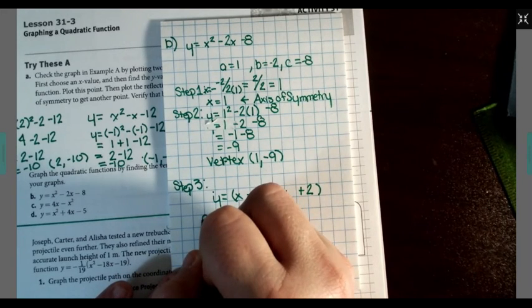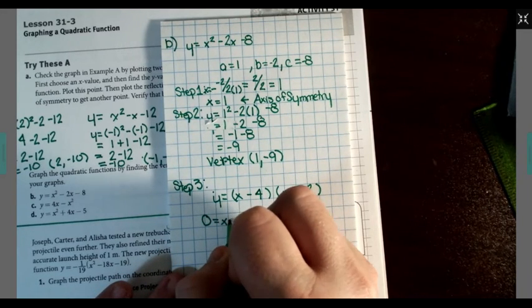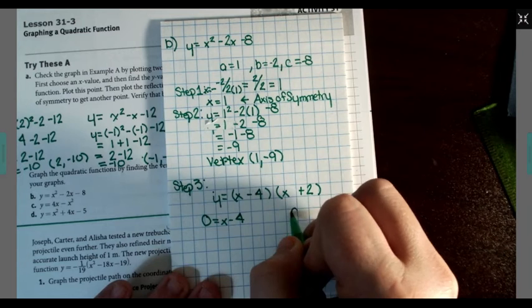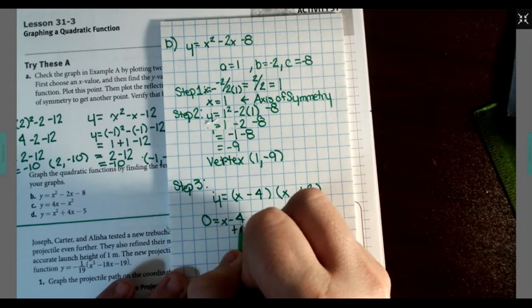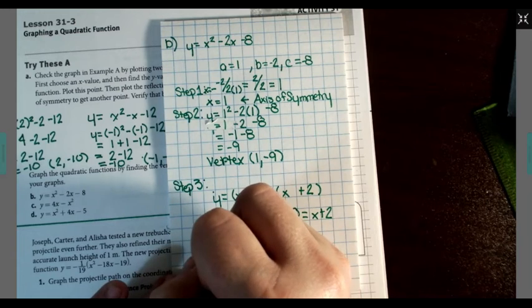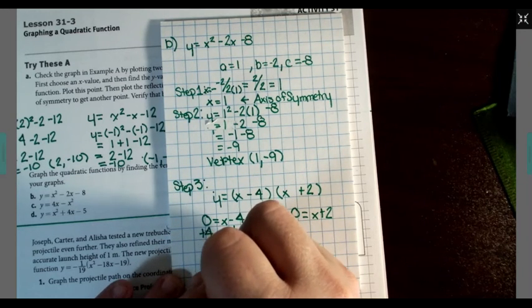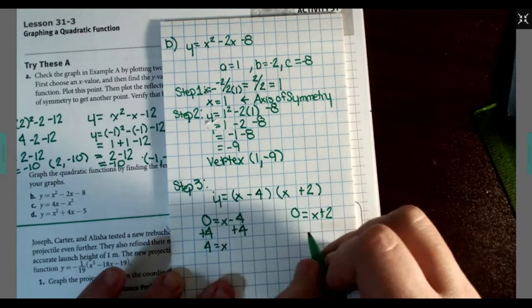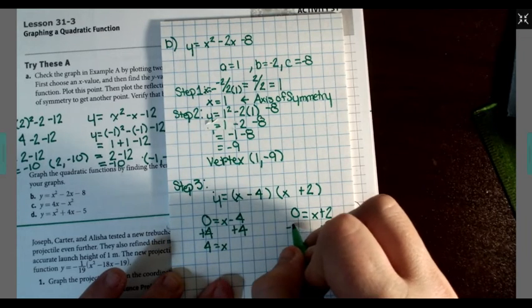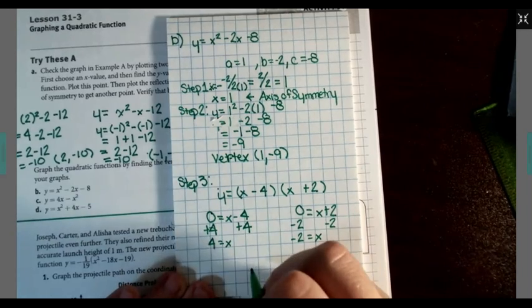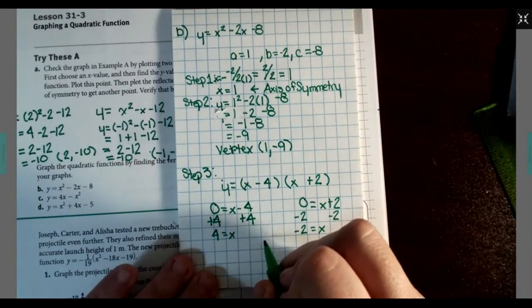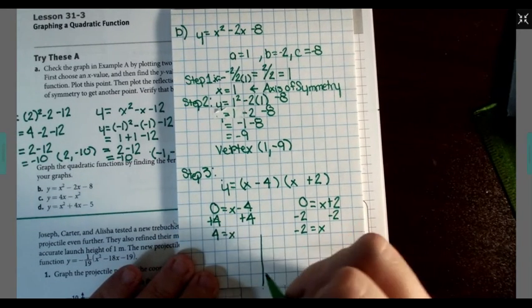We're going to set these equal to 0. So 0 equals x minus 4, and 0 equals x plus 2. Solve for x. So I got x equals 4, and x equals negative 2. So let's take a look at what we got here.